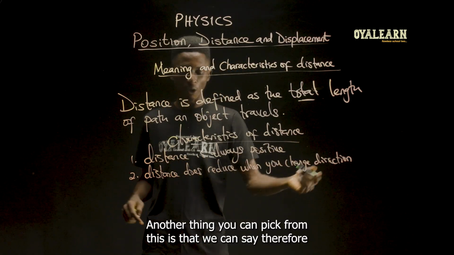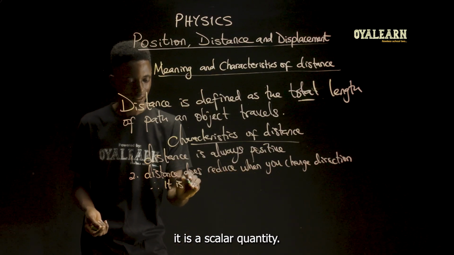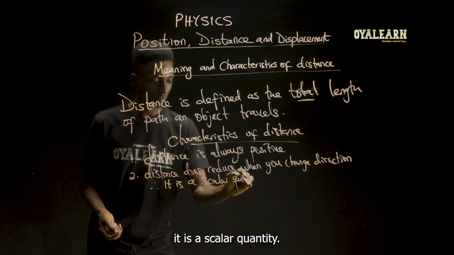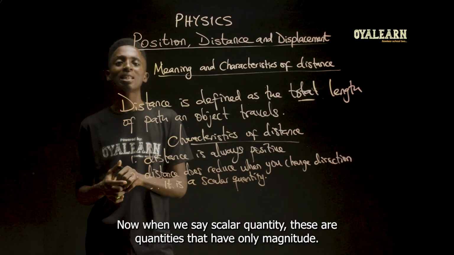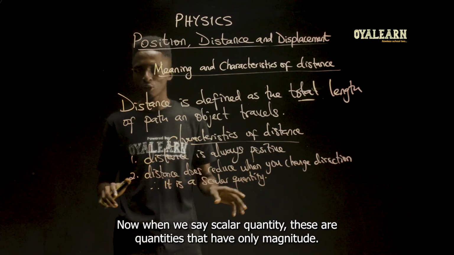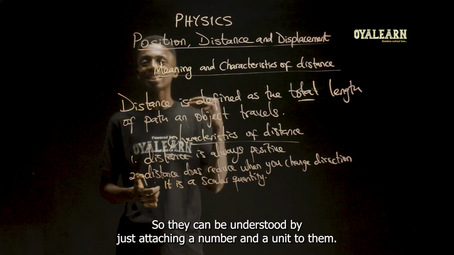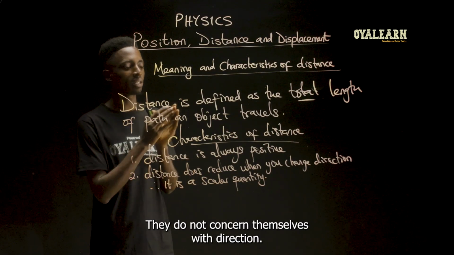Another thing you can pick from this is that we can say therefore it is a scalar quantity. Now when we say scalar quantity, these are quantities that have only magnitude. They don't have direction. So they can be understood by just attaching a number and a unit to them. They do not concern themselves with direction.